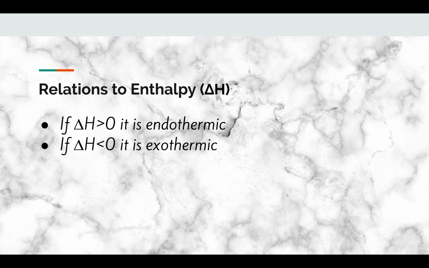And how this all relates to enthalpy, also known as delta H, is that if delta H is greater than 0, you would know that it's endothermic. And if delta H is less than 0, it's exothermic. Or you can also think of it as if delta H is positive, it's going to be endothermic. If delta H is negative, it's going to be exothermic.